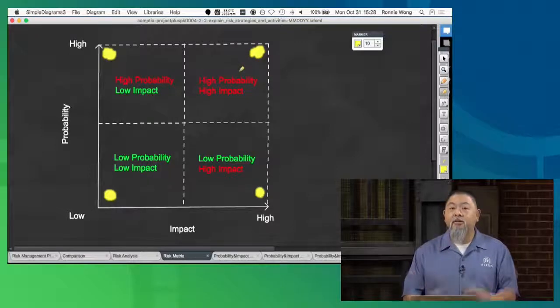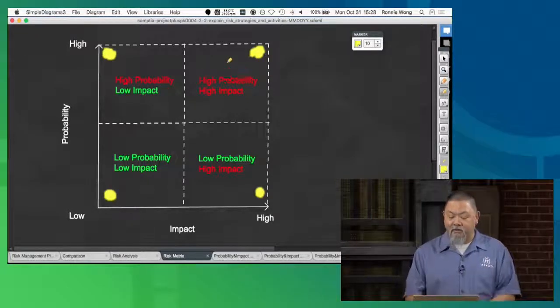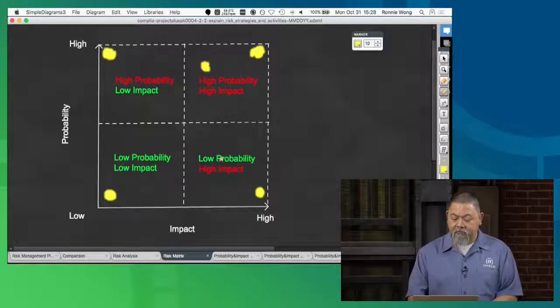But what you start doing is what? You take all the risks that are in that immediate time period or whatever scenario, and all of a sudden you start to do what? You just start to mark them, however you want to.